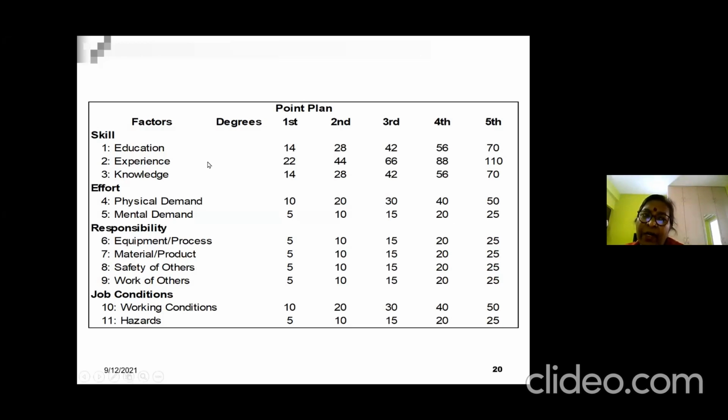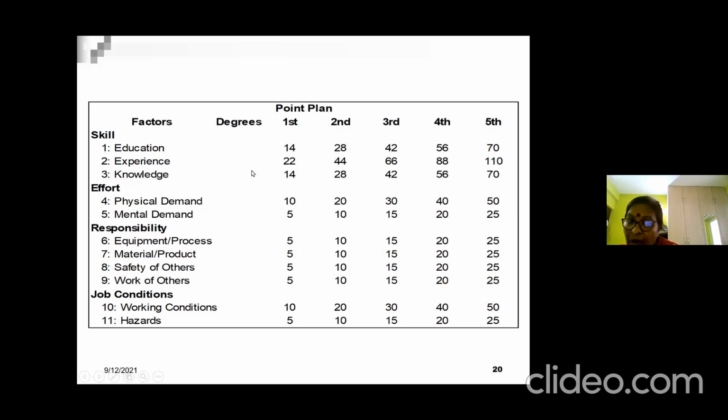Every job will require a certain amount of education. For example, if Bala Subramaniam is an HR manager or HR executive, he will require a certain degree of education. He could be at a first degree or a second degree, while an HR head will require a higher amount of education. It could also be certification. So what is degree? It is the intensity, or the amount of the compensable factor which is required.